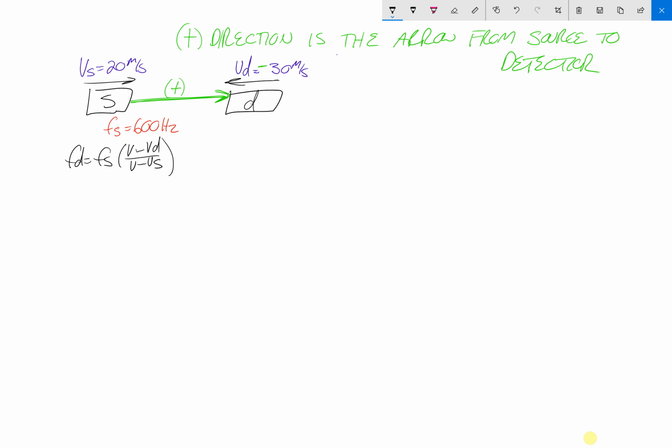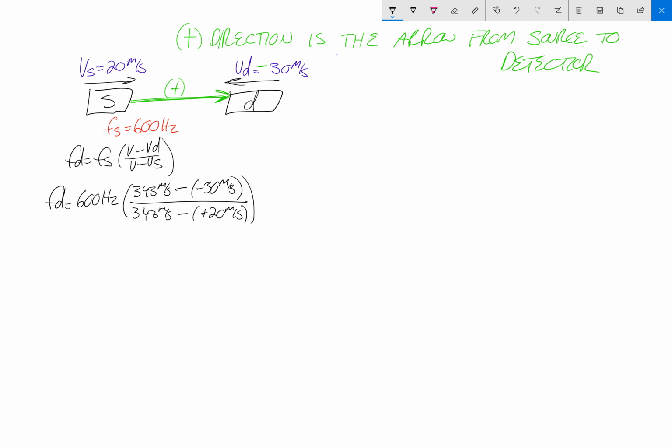Subbing our numbers in, what frequency would the detector hear? We've got 600 hertz for the source. We'll assume 343 meters per second as the speed of sound in air. The velocity of the detector is negative 30 meters per second because we've defined right as positive. So I'm going to write minus negative 30 meters per second, all over 343 meters per second minus a positive 20 meters per second. That's going in the positive direction.